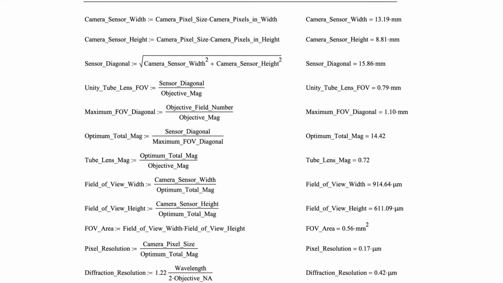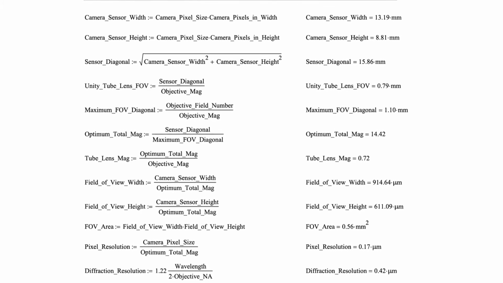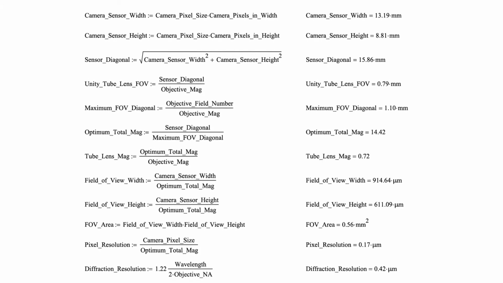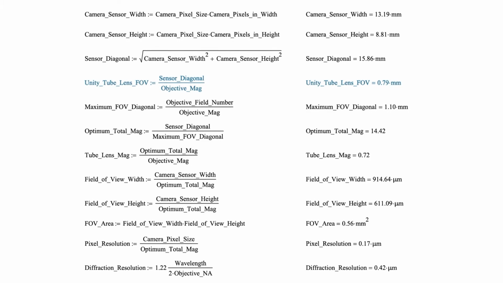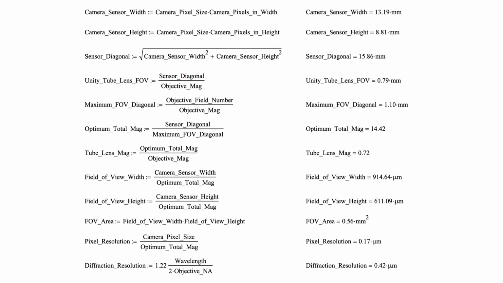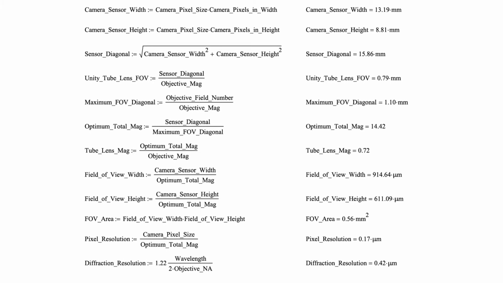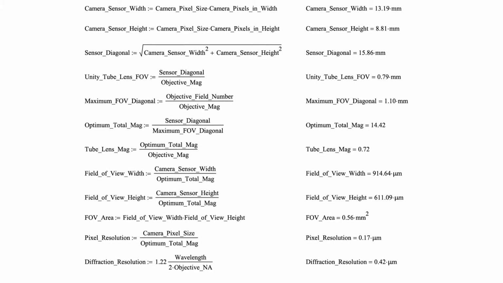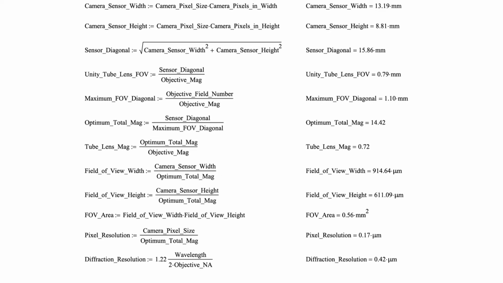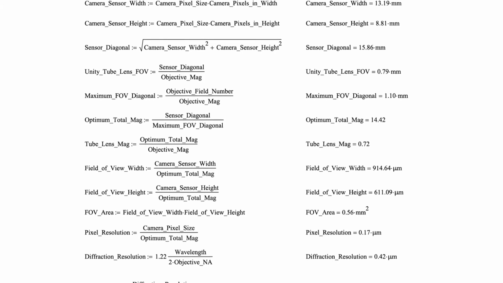These systems are, in almost all cases, infinity-corrected objectives, and they require a tube lens to form an image on the sensor. And the field of view, FOV here, is normally simply the sensor diagonal divided by the magnification. And so in this case, the field of view down on the sample will be 0.79 millimeters. Now, this is where the bit about the objective field number comes in, because you don't have to use a unity magnification tube lens.